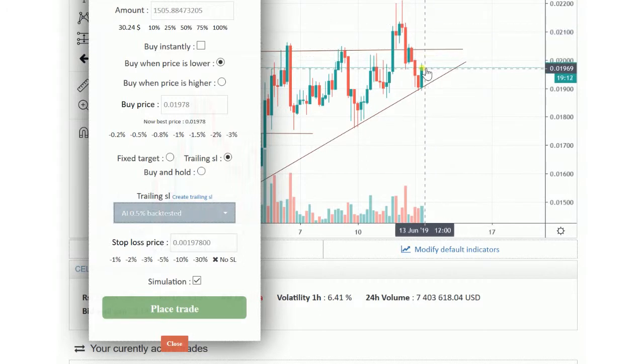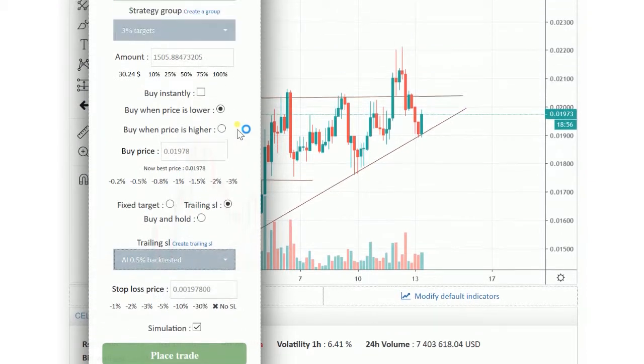But this is not a buy area, this is not a buy zone. So what you could do is place a buy lower at 1934, as we did earlier in the previous minutes of this video. So this is a way you can use the support and resistance line strategies.